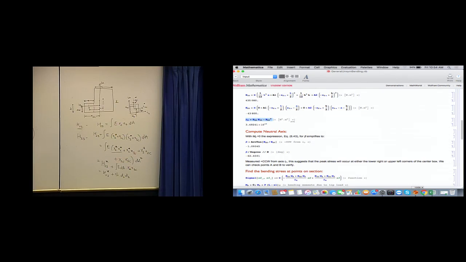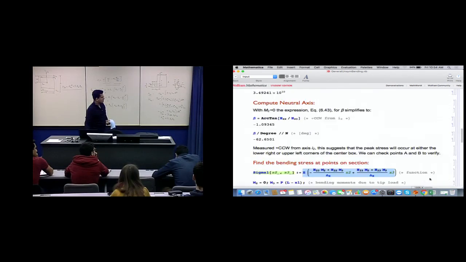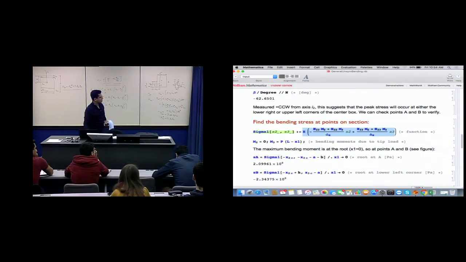Okay, so we will calculate delta H just for our simplicity. The stress expression in this problem is going to be this long expression. Let me see if I can zoom in. Because we have now H23, so we would have to take both of these terms into account.